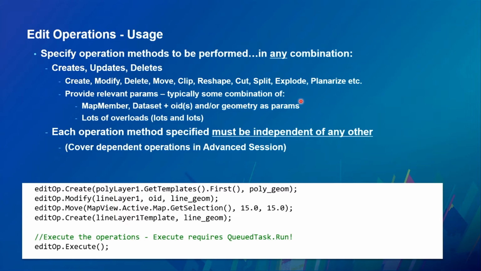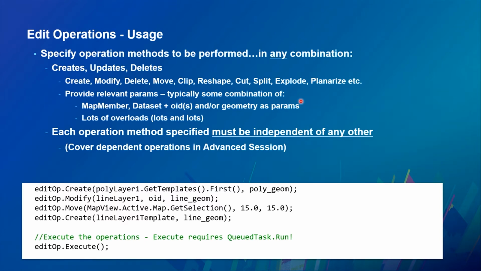One of the examples here that we often use is creating a feature and adding an attachment. So I might use just the EditOperation.create. And then when I look at the add attachment method, it requires the OID of the feature that I'm going to add the attachment to. Well, at create time, I don't know that. So I have to somehow do the create first and then add the attachment second. And so you would normally have those as two separate edit operations.